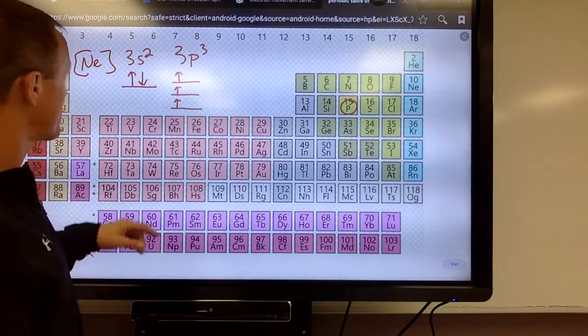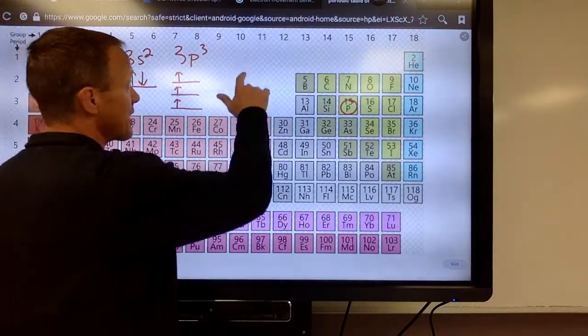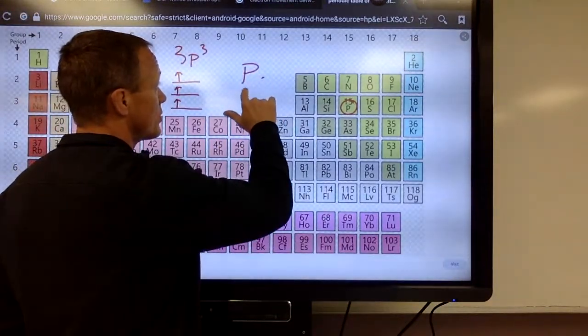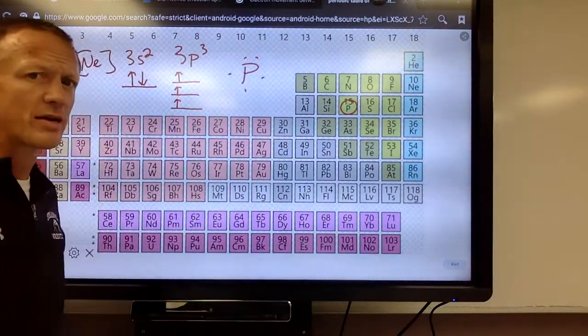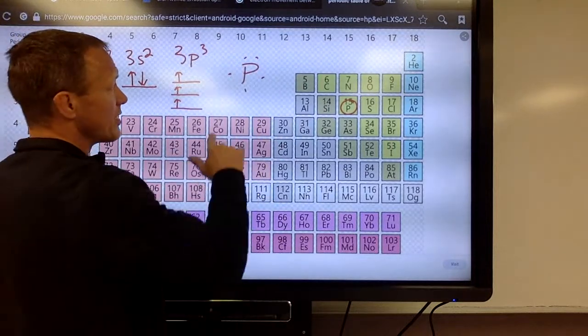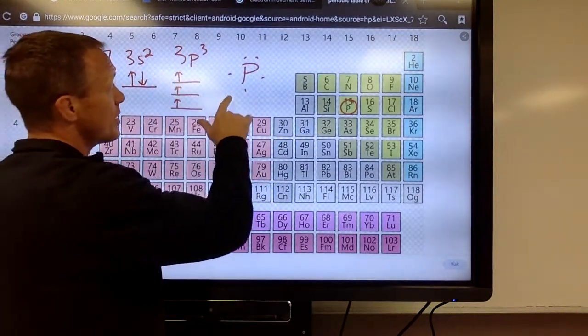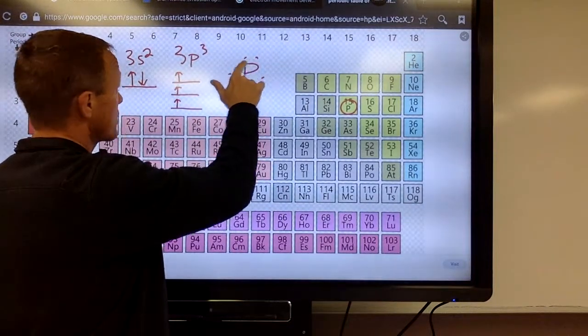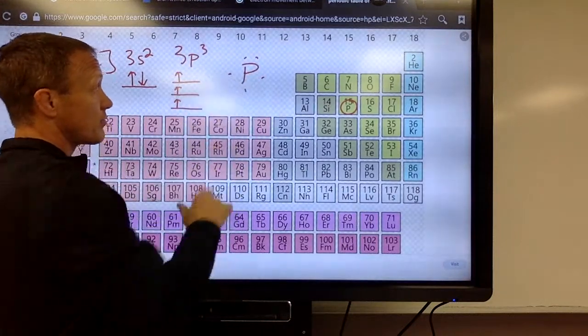So phosphorus has 5 valence electrons, 2 in the s sublevel, 3 in the p. If we draw the dot diagram of phosphorus, it's got 1, 2, 3, 4, 5 valence. I'm not sure if we've drawn that yet in any videos, but the dots are always the valence electrons, which are the most important ones. It's the outermost energy level. These 2 paired electrons are these 2 electrons. These 3 unpaired electrons are these 3 electrons.